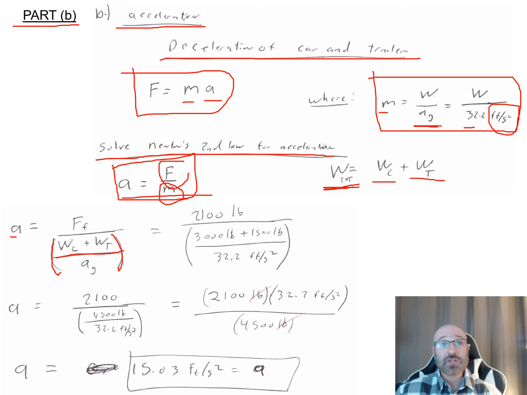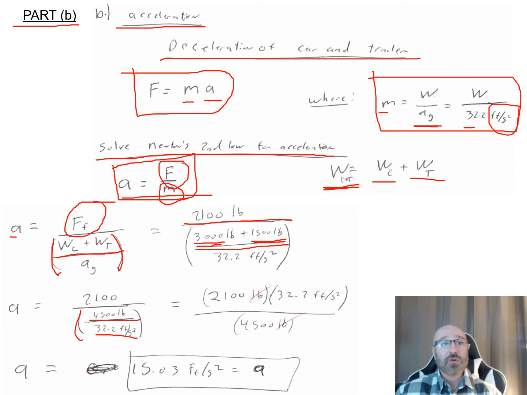Our force on the top here is our frictional force, our F sub F. We've already solved for that in part A of the problem statement. So now we have our frictional force, 2,100 pounds, divided by the sum of the weight force of the car and the weight of the trailer, divided by our acceleration due to gravity. So that's 3,000 pounds plus 1,500 pounds, all divided by 32.2 feet per second squared. Pay attention to our units and do unit analysis to make sure we get the units of our acceleration and what we should expect. So we simplify this down and we can say, okay, 3,000 plus 1,500 is 4,500 pounds divided by 32.2 feet per second squared.